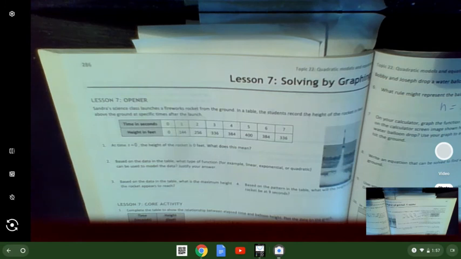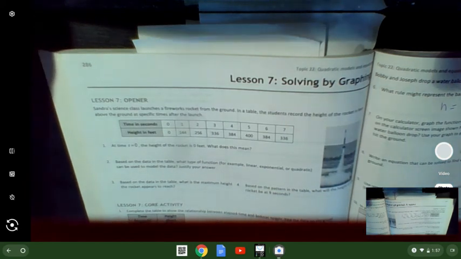Anything like that has that arching pathway as it moves is modeled by a quadratic equation. So let's focus on this one. A science class launches fireworks.